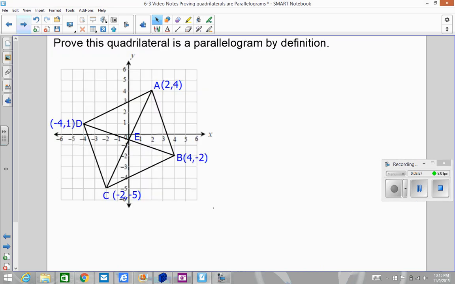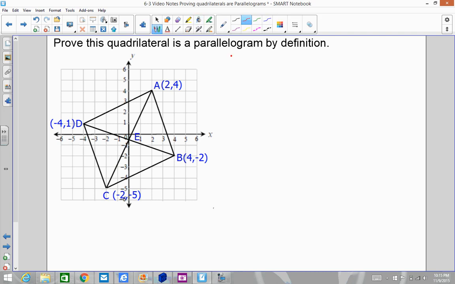Okay, so this is where some of the tougher work comes in. Let's take a look at this problem here. For this problem, we want to prove this quadrilateral is a parallelogram by definition. Remember, the definition says that there are two pairs of parallel sides. In order to prove parallel sides on a coordinate plane, we need to know the slope. So I need the slope of AD, I need the slope of AB, I need the slope of CB, and I need the slope of CD.